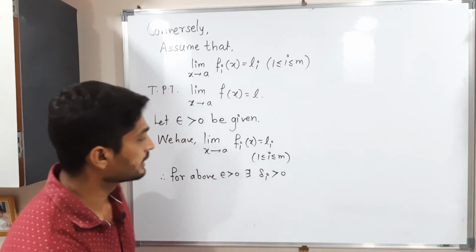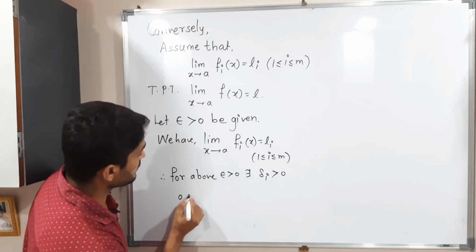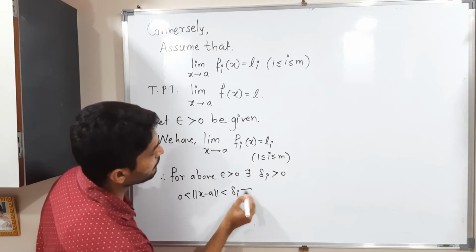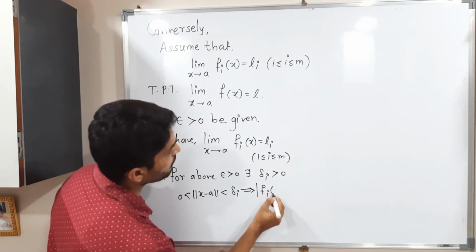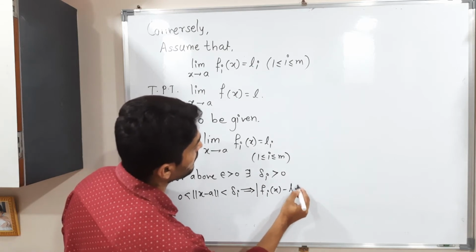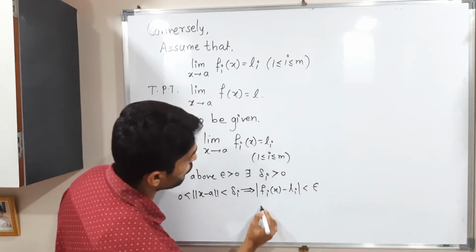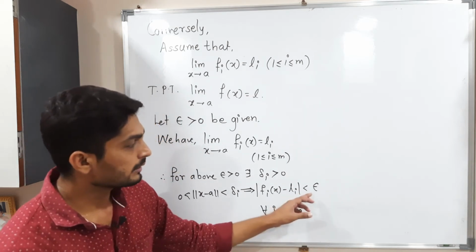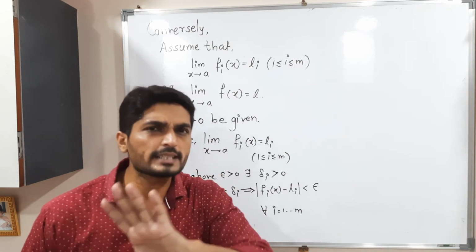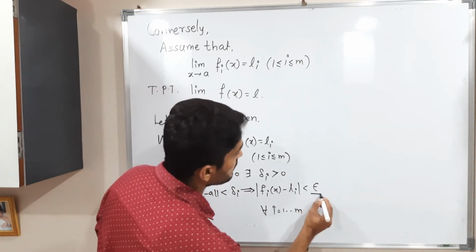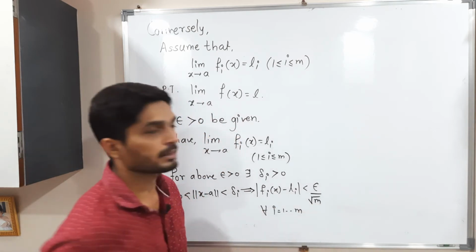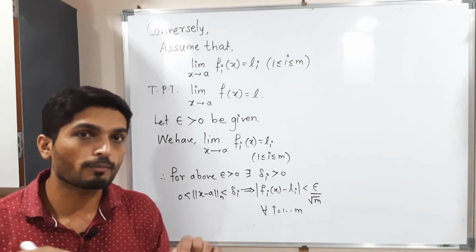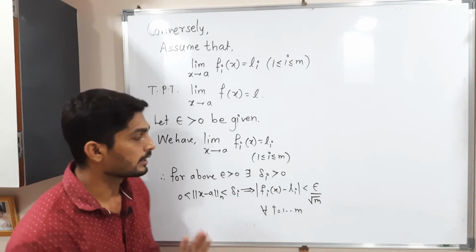So that's why I am writing delta i such that 0 < norm x minus a < delta i implies mod f_i(x) minus L_i < epsilon, and this is true for all i running from 1 to m. There is epsilon in the definition, but I'm going to make a small adjustment: epsilon by root m. I would also like to write one more thing, that is norm in R^n, since the domain is R^n. So yeah, this thing we have.